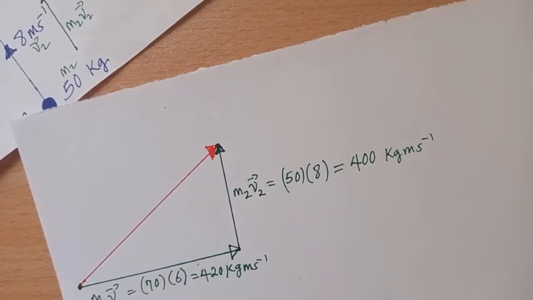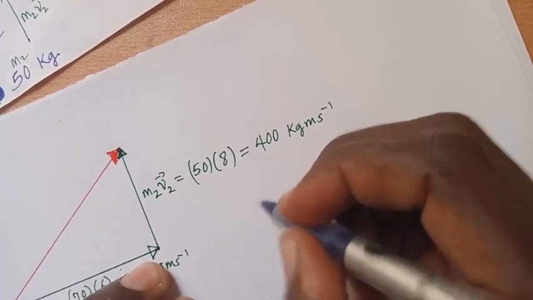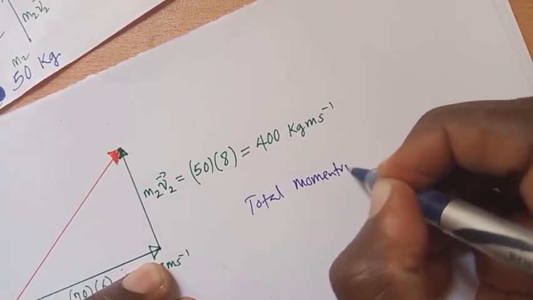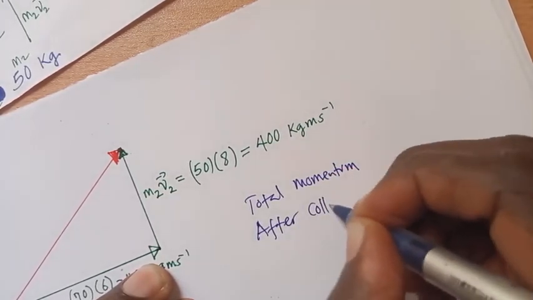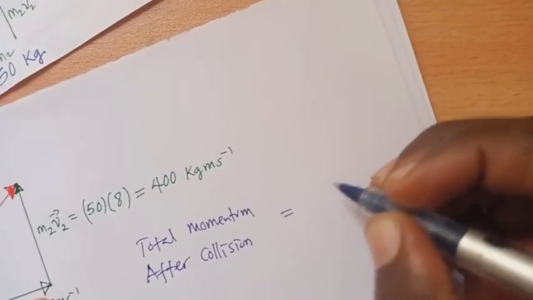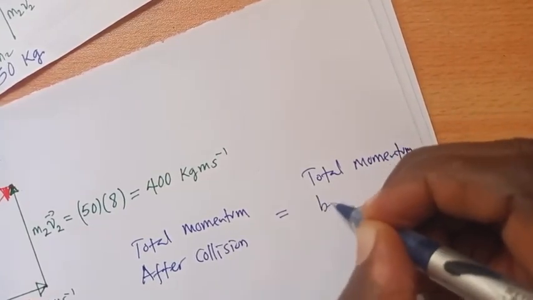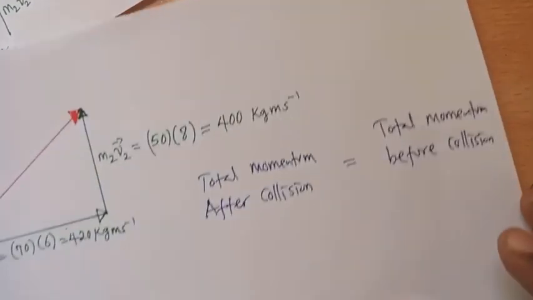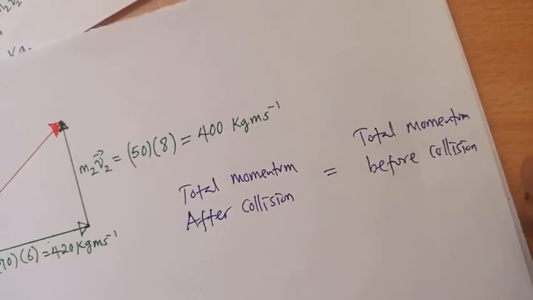So we apply the law of conservation of momentum. According to the law of conservation of momentum, it says that total momentum after collision is equal to total momentum before collision. So now we ask ourselves, after collision, what do they have? Common velocity. The velocity is the same. So let that common velocity be capital V.